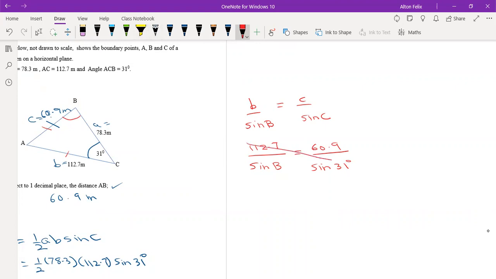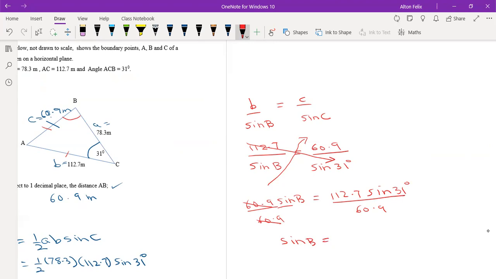Okay, so let's use the cross multiplication rule. You remember what that says? You're multiplying this by this and this by this up here. So 60.9 sine B is equal to 112.7 sine 31. Let's go further. So if we divide both sides by 60.9, we are left with sine B. Let's see what that works out to be on the calculator.